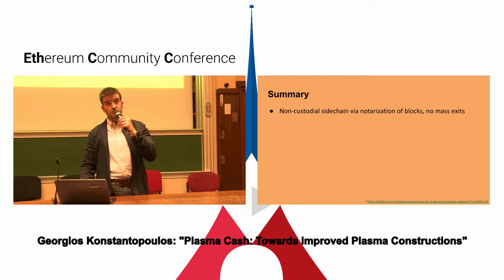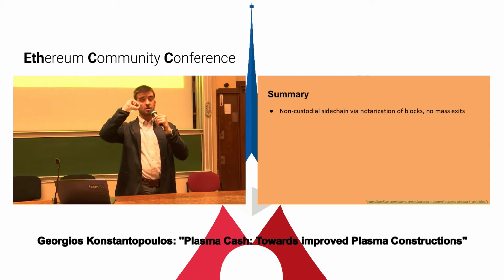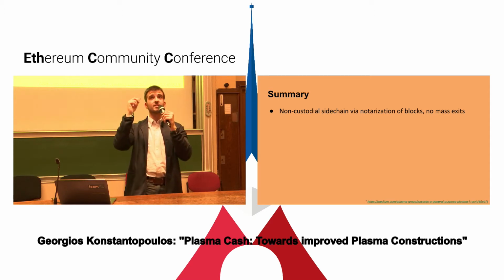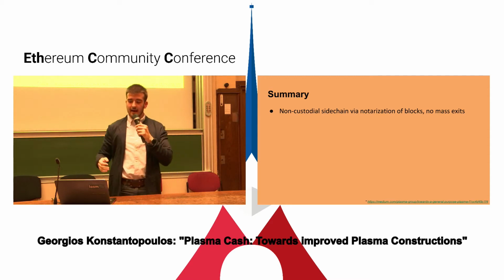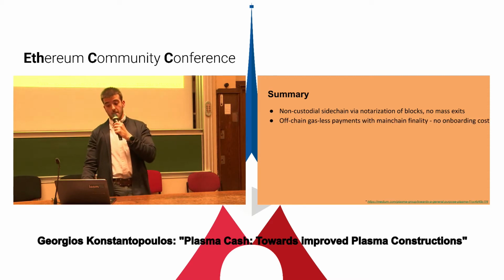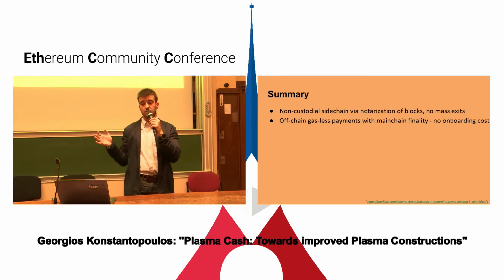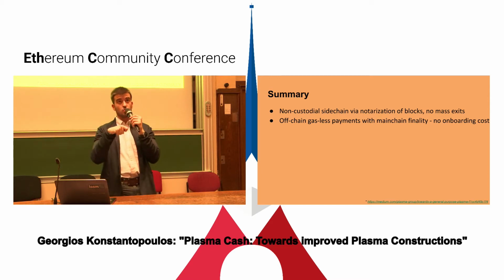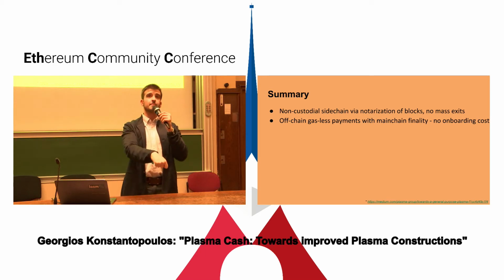So we have non-custodial sidechains, which work by notarizing blocks, which is what I've been calling a commit chain. So you have a sidechain which commits blocks, commit chain, yeah. It doesn't have a mass exit vulnerability, which is the original desideratum. You have off-chain gasless payments, which do not have any cost to onboard yourself, which is a big advantage over payment channels, because in payment channels you need to do a funding transaction, wait some time, etc., etc.